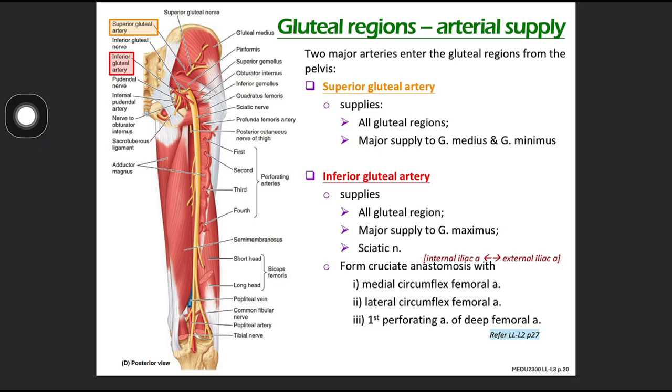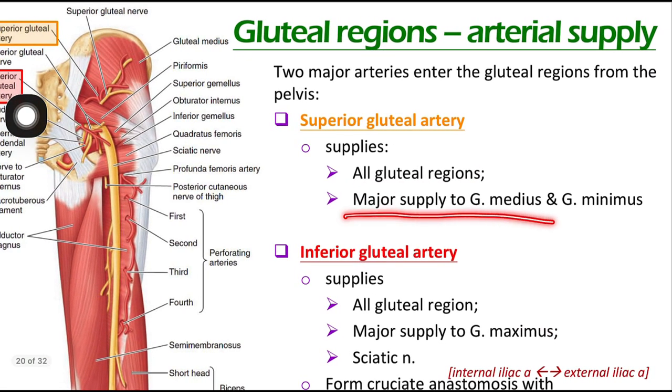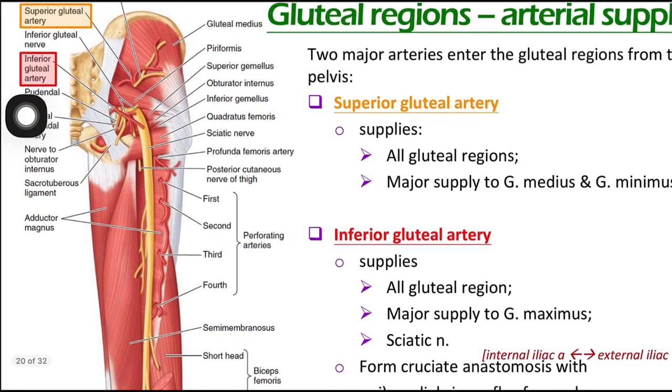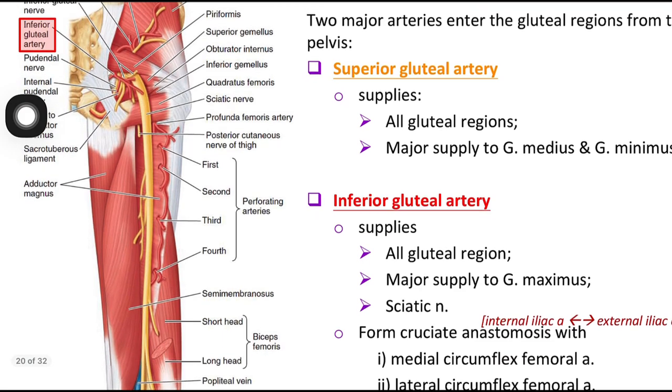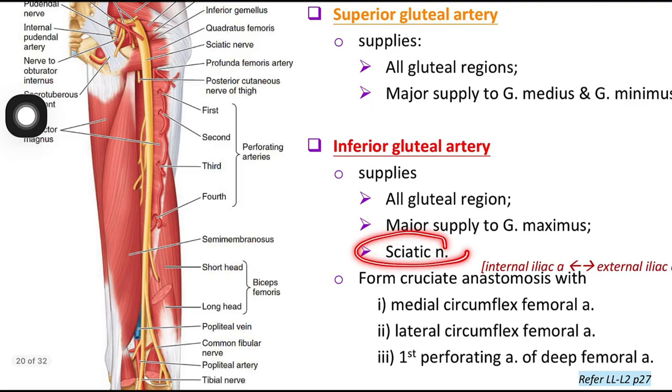So for the gluteal region, let's talk about the arterial blood supply. You have two major supplies here. The superior gluteal artery is above the piriformis and supplies the gluteal region, and it forms the major blood supply to the gluteus medius and minimus. The inferior gluteal artery is below the piriformis, supplies mainly the gluteus maximus, and also supplies the sciatic nerve.